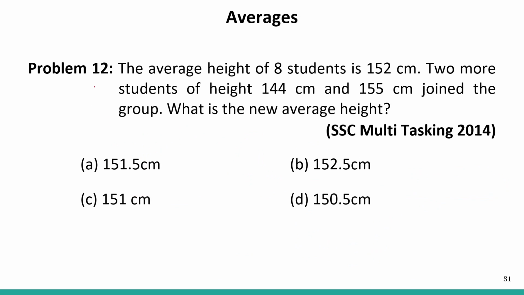So let's go forward with problem number 12. The average height of 8 students is equal to 152 centimeter. Two more students of height 144 centimeter and 155 centimeter joined the group. Then what is the new average height? This question has appeared in the SSC Multitasking 2014 paper. Is it 151.5, 151, 152.5, or 150.5 centimeter?